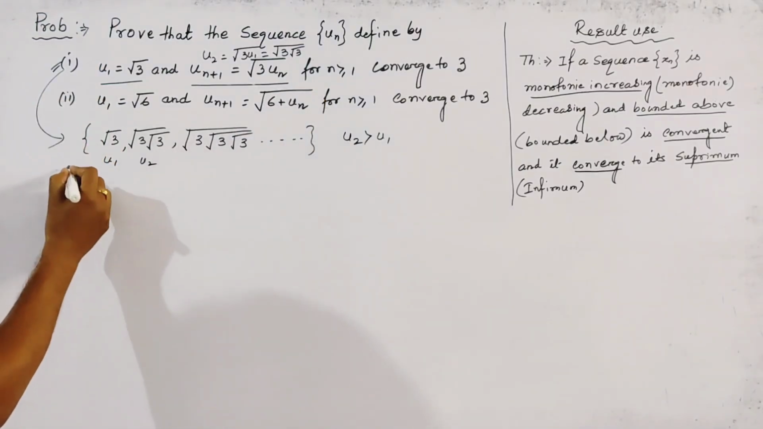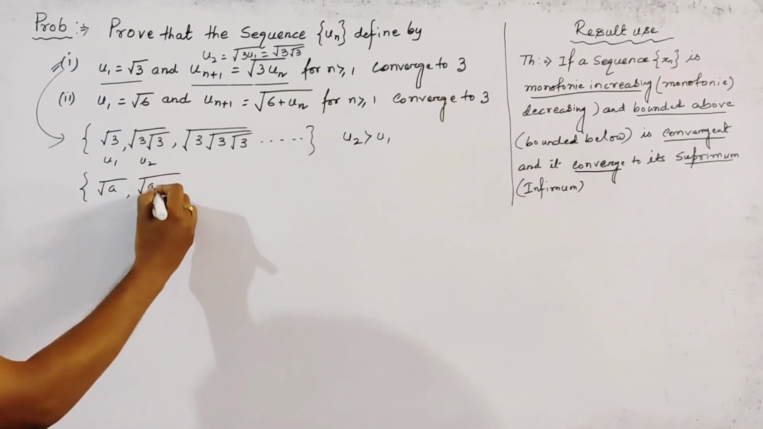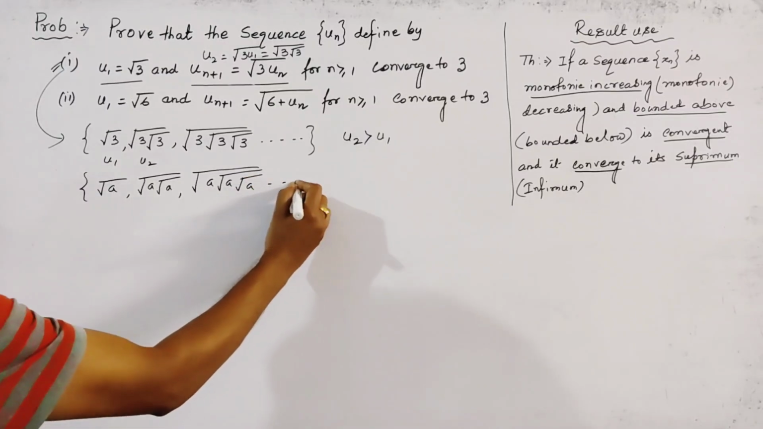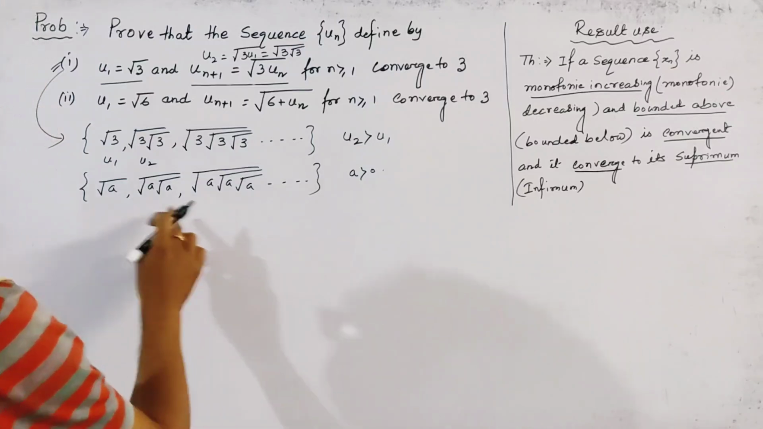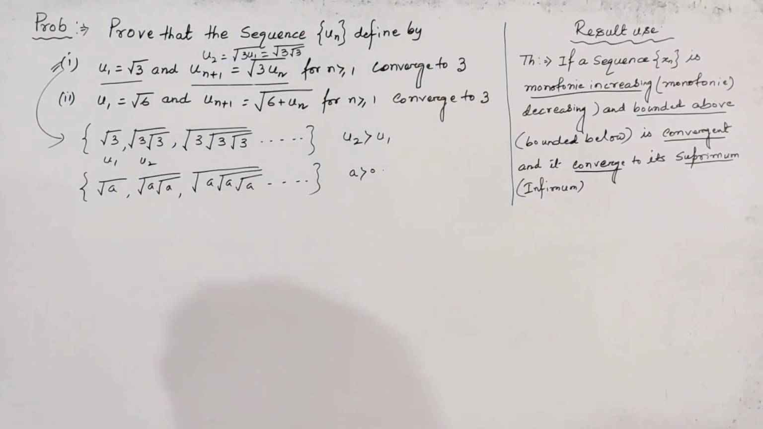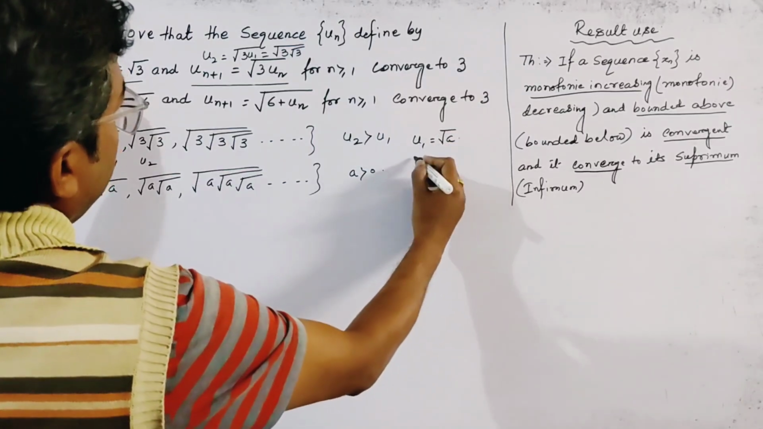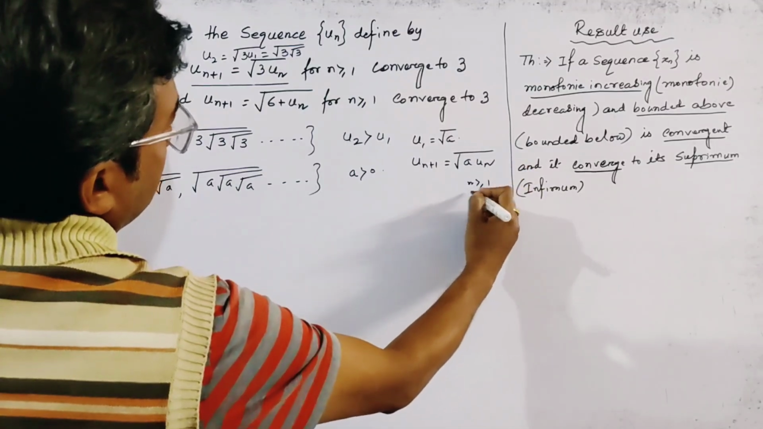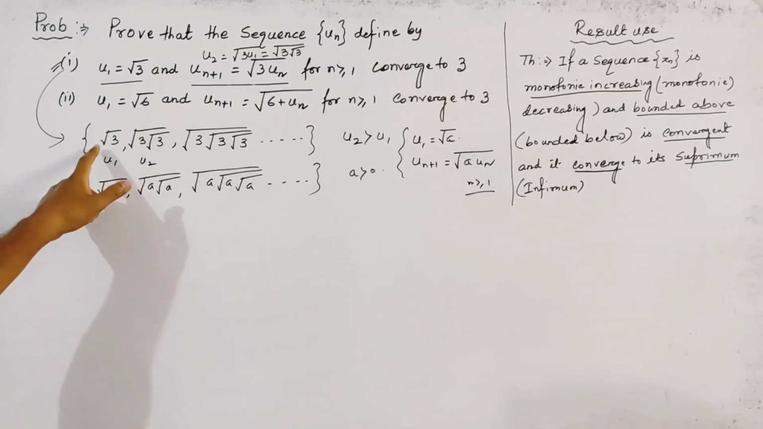If the problem is of this type, root A into root A, root A into root A, and so on, here A must be greater than 0, otherwise root A is a complex number. Then this problem can be written as u1 is root A, and u_{n+1} is root A into u_n, n greater than or equal to 1. Then this problem is the same as this type. These two are the same problem. Now we solve for the first.